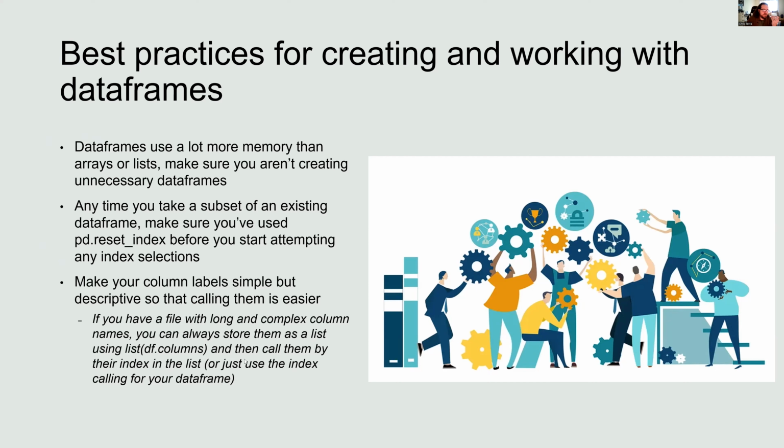Make your column labels simple but descriptive. Having basic X and Y columns is great. If you have something with a very long title, try and see if you can shorten that, or you can store your column names as a list. You can do list(df.columns), which will make a list of all the column names, and then you can call the specific column name based off of its position in that list. It's just a way to make sure you don't have to keep typing out a super long column name if you don't have to.